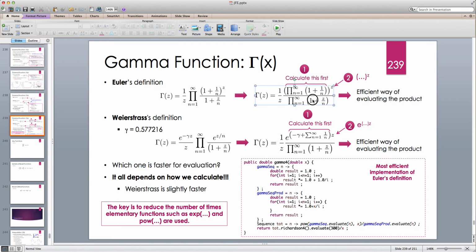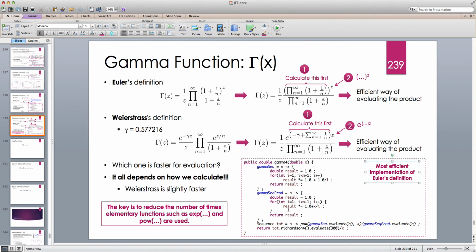So eventually it boils down to the fact that Weierstrass always has a slightly better edge in terms of efficiency, because if I'm evaluating at 300 terms, this Weierstrass requires 300 fewer operations, even though those operations are simple division and multiplication of some numbers. All right. So Weierstrass turns out to be the fastest.